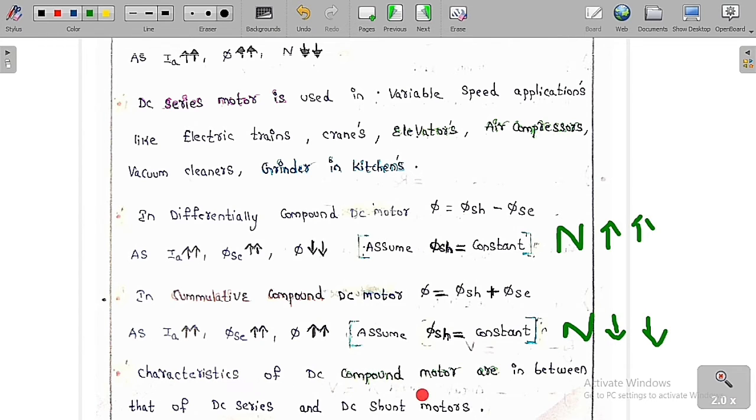The characteristics of DC compound motor are in between that of the DC series and the DC shunt motor. This concept I have already told you. The characteristics of the DC compound motor are in between that of the DC series and the DC shunt motors, whereas DC differential compound motor will have the graph above the DC shunt motor. This concept I have already told you by showing the graphs in the DC machines itself.